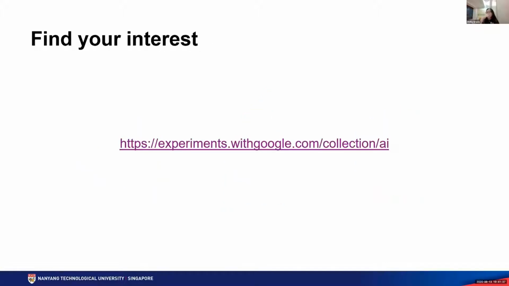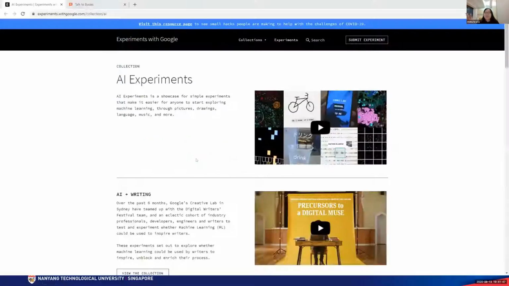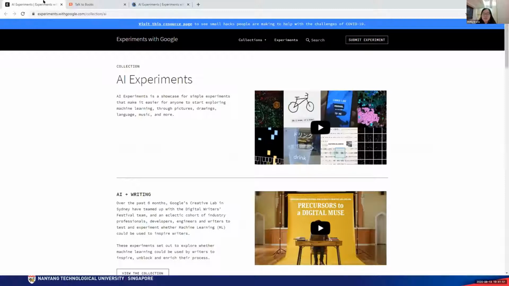Yeah, and then the next step would be finding exactly what you're interested in. In machine learning, there are different parts: we have image processing, we have NLP and more. One place that I found interesting is the AI Experiments by Google. Here you can see the different projects that Google is doing.